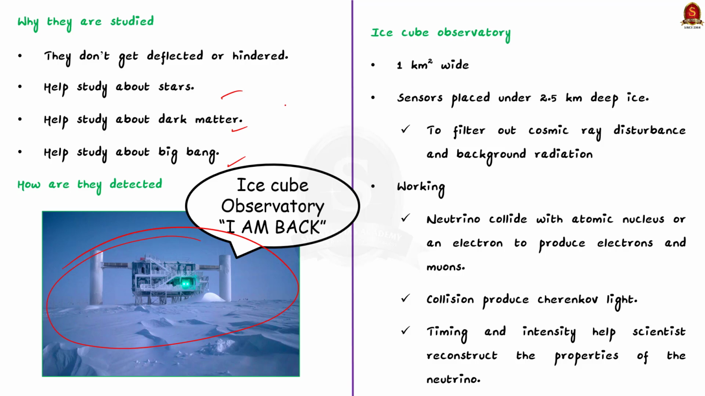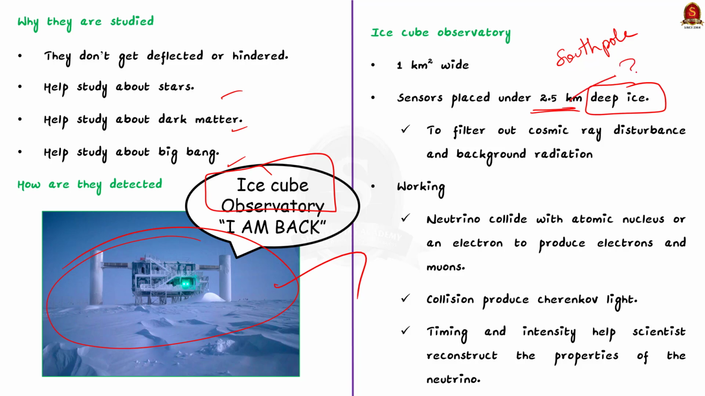This is where IceCube Observatory comes in. The IceCube Observatory is a large neutrino detector located deep in the ice at the South Pole. The observatory is about 1 kilometer square wide and it is placed under the ice of thickness 2.5 kilometers in the South Pole of the Earth. Now, why is the observatory placed under 2.5 kilometer thick ice? Neutrino detectors are often built underground to isolate from the cosmic rays from the space and any other sources of background radiation. So the 2.5 kilometer ice filters out the cosmic ray and other background radiation.